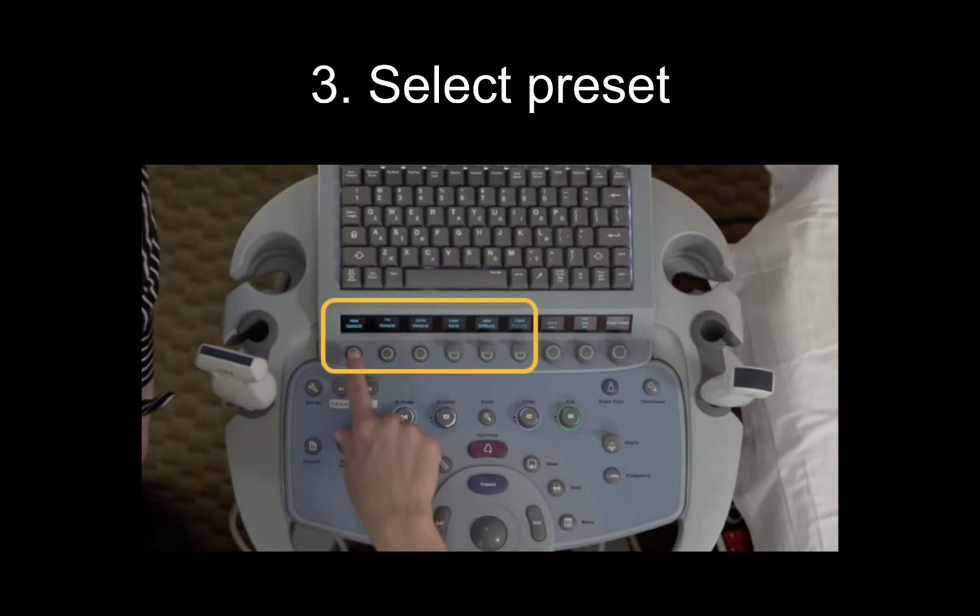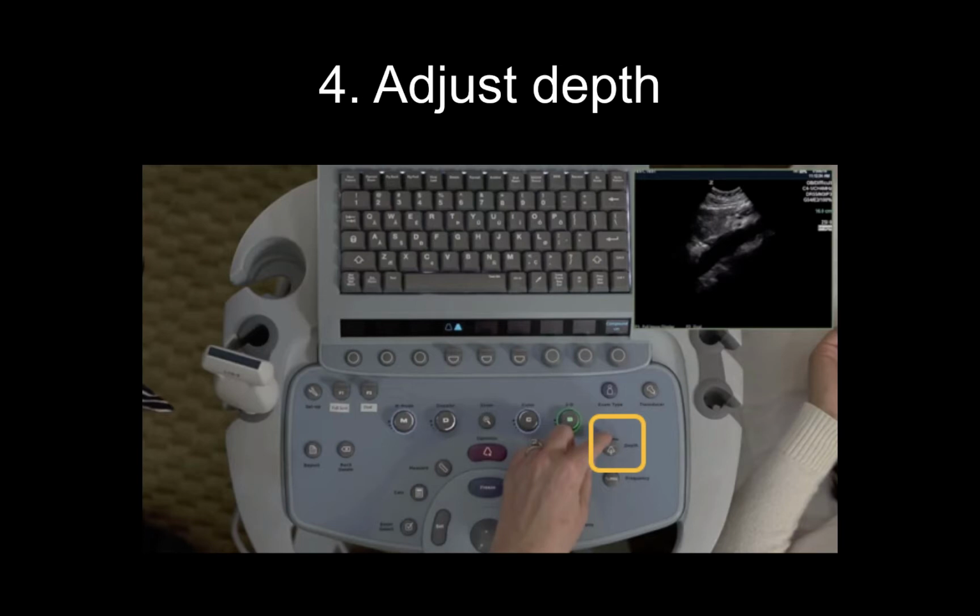Once the probe has been selected, various presets will light up at the top left of the keyboard. You'll see that the names are pretty self-descriptive. Just make sure that you select the appropriate preset by pressing the button below the corresponding preset on the numerical display. Once this is done, you should be ready for scanning, and the depth button at the right of the keyboard, it slides up and down, can be used to adjust the depth of your image.